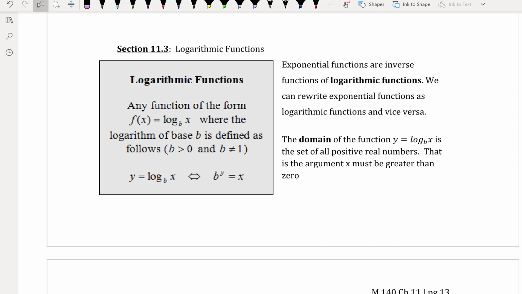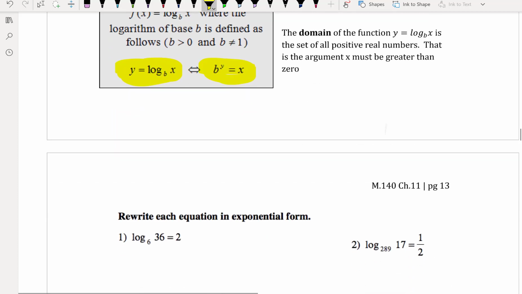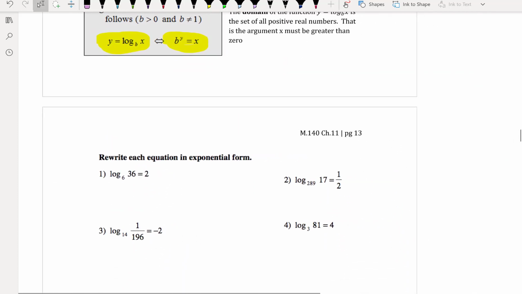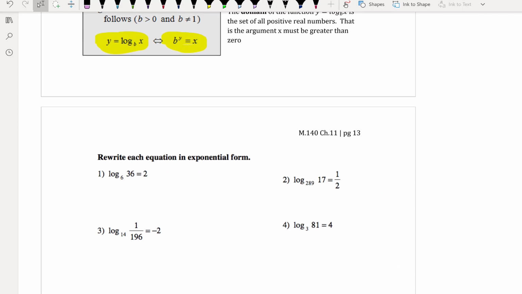So a really important thing, something that I would write on my note card to help myself out, is how to rewrite logs. If I have my log, which is y is equal to log base b of x, then when I rewrite it as an exponential, it would be b to the y is equal to x. So that is how I go from log notation to exponential, or exponential to log. So we're going to keep that in mind.